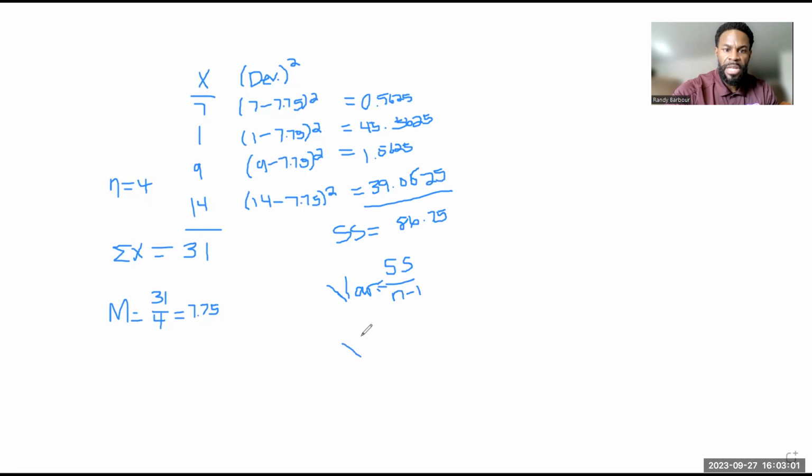So in this particular example, variance equals 86.75 over four minus one, or my degrees of freedom. So that'll be 86.75 over 3, and that should give you 28.9.